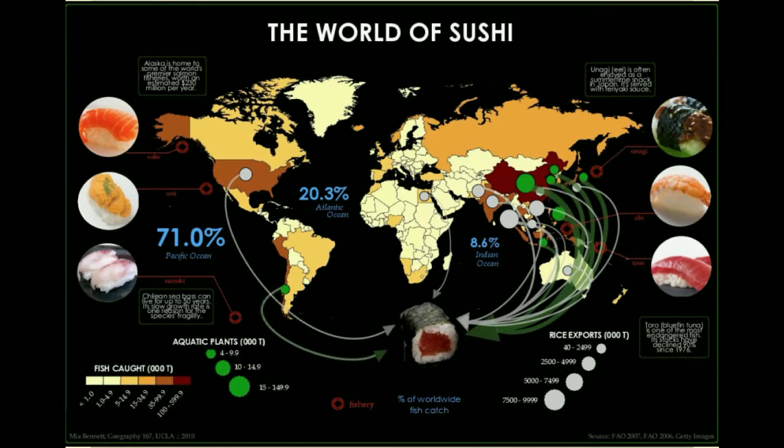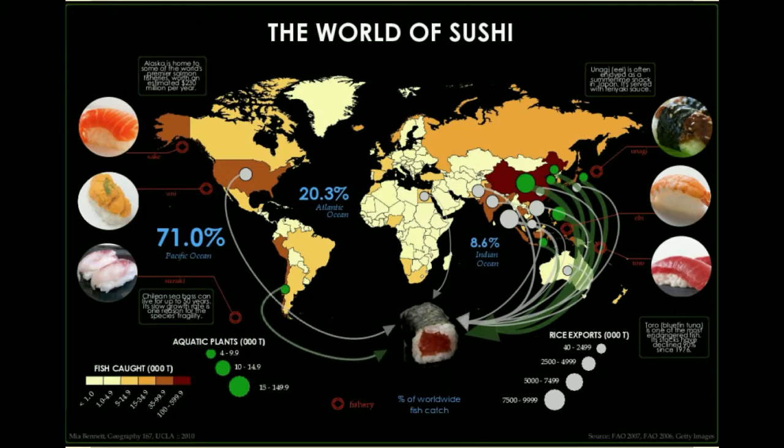The Geography Minute is about the world of sushi, and I thought this was kind of a neat map showing the origins of the different ingredients that make up sushi. If you see that sushi roll in the middle of the map at the bottom, you can see that it's got kind of that red color in the middle. That's tuna, and all those different arrows point to the source of the different ingredients that make up that sushi roll. So the white dots or circles are rice, and the green dots or circles are the seaweed that make up the outside of the sushi roll.